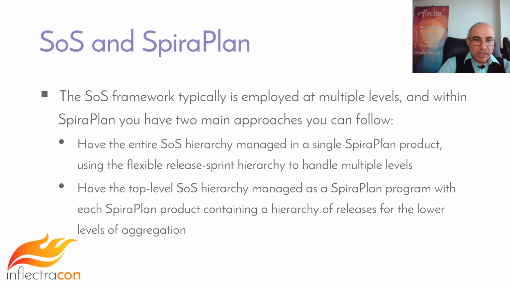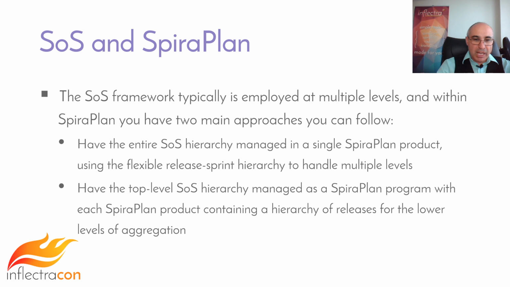Like we saw with the Nexus approach, there are different ways you can model it within SpiraPlan. You could have a program approach or a product approach. You can manage the entire hierarchy of all the Scrum of Scrums in a single SpiraPlan product using our release hierarchy. You can have release with sub-release, with sub-release, with sprints. Sprints would be the teams, sub-release would be the Scrum of Scrums. The release above that would be the Scrum of Scrums. So you can use the release structure to do that.